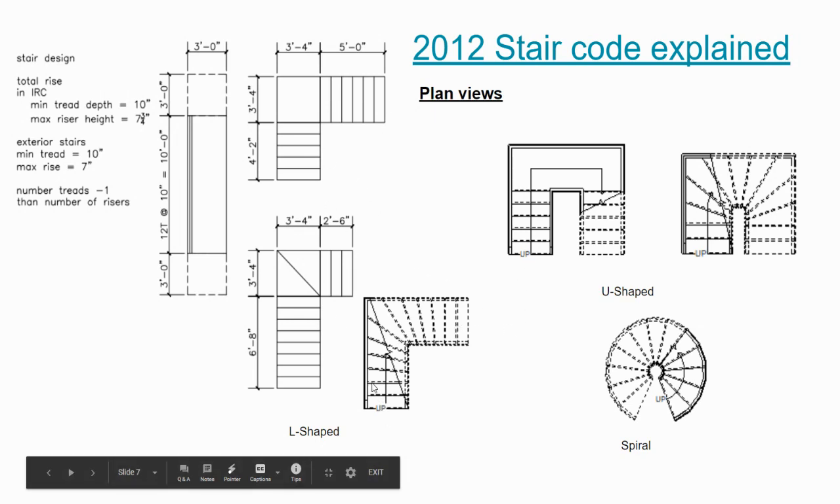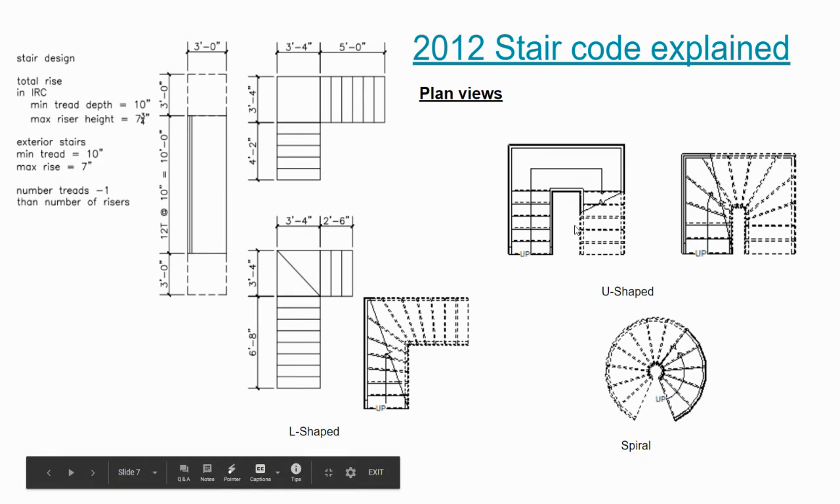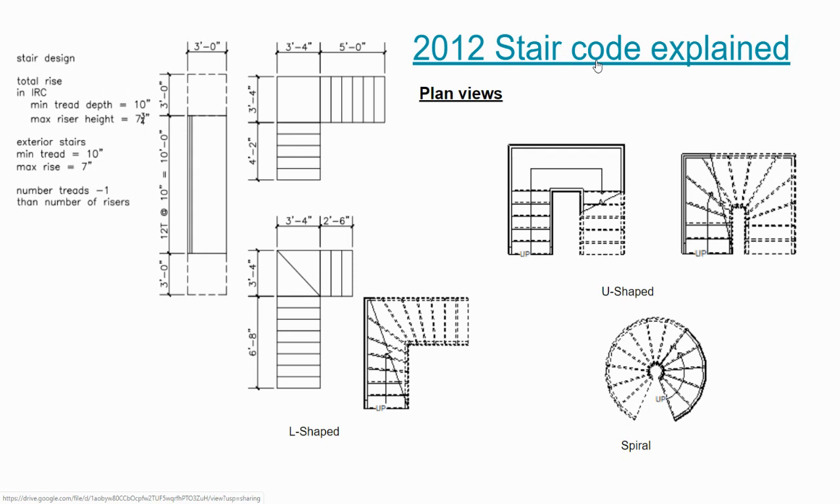So these are all L shapes, and then this is a U shape, where we're going up the stairs, hit a landing, turn 180 degrees in the other direction and continue to go up the stairs. And this is the same U shape with winders, and then we have spirals. So those are the ones I wanted to touch on. So let's go into Stair Code Explained.